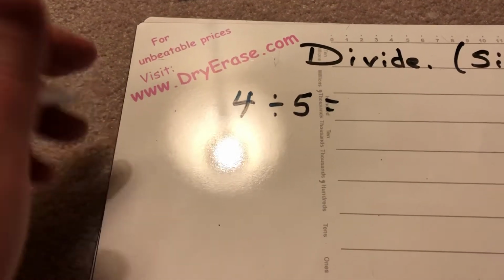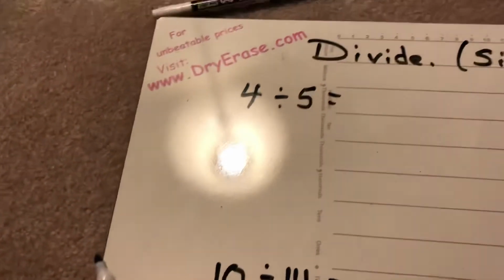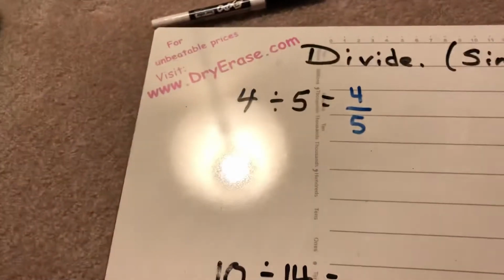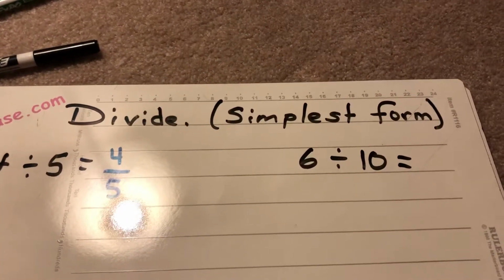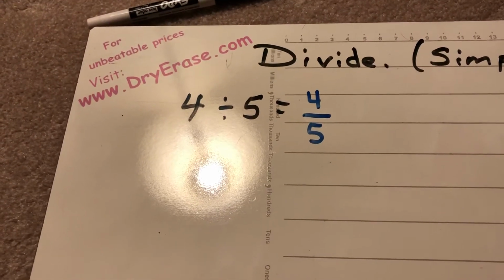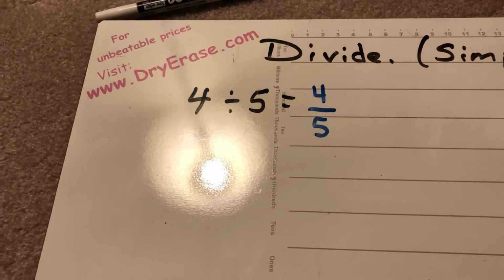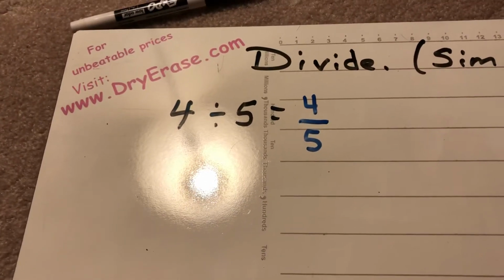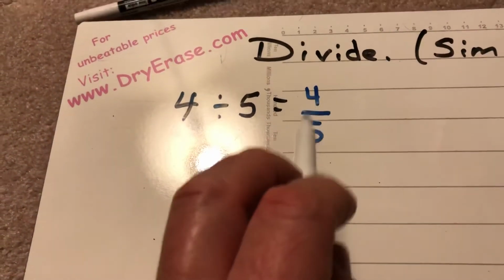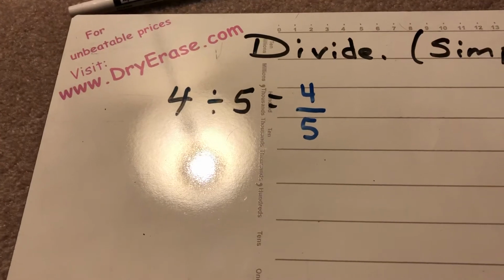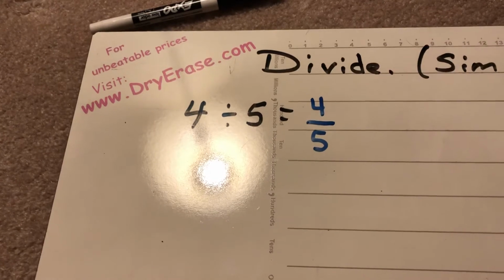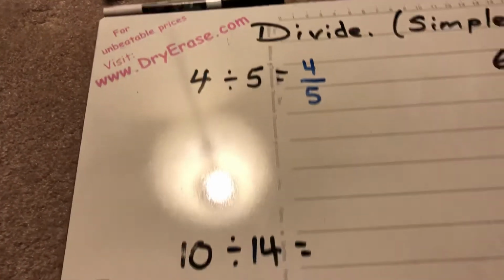So we have 4 divided by 5. We're going to write this answer as a fraction, 4 over 5. And then it's going to ask you to put it in simplest form. As you know, writing a fraction in simplest form involves making sure that the only number that can go into both the numerator and the denominator is 1. So I'm looking at 4 and 5, and I'm realizing that the only number that can go into both 4 and 5 is 1. So that would be considered in simplest form.